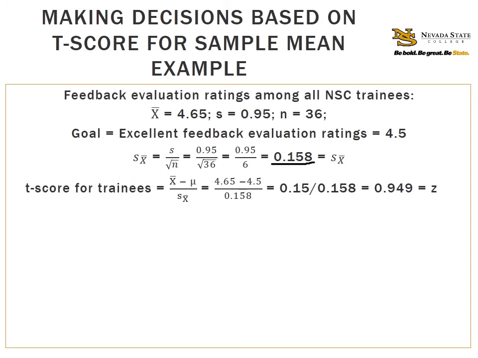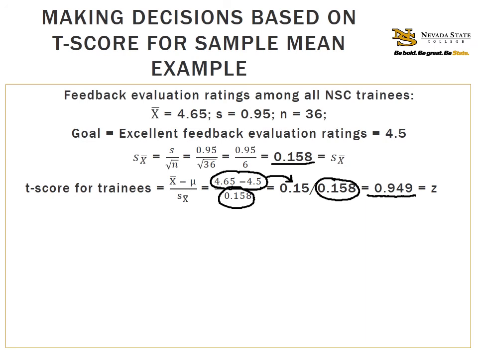Now we look at the t-score for trainees, and we find that the actual difference between the sample mean and the goal, or 0.15, is 0.949 times larger than the difference we would expect to see just due to random chance. So it's okay, but it's still kind of within the margin of error. So it's not really clear if the mean feedback evaluation rating is meaningfully above that 4.5 criteria for excellent ratings. So NSC may not be as confident that implementing the training would get the population mean of faculty above that or in that range. So it's still within the realm of likely possibilities due to chance. It's still within one standard error of the mean.